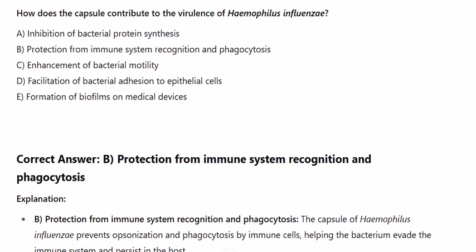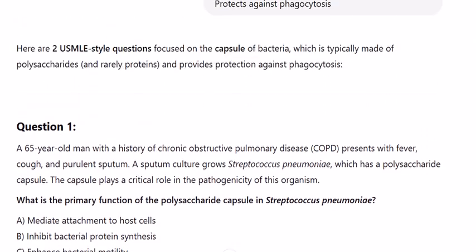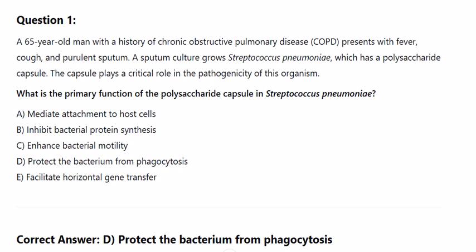Here are two USMLE style questions focused on the capsule of bacteria, which is typically made of polysaccharides and rarely proteins and provides protection against phagocytosis. Question 1. A 65-year-old man with a history of chronic obstructive pulmonary disease, COPD, presents with fever, cough, and purulent sputum. A sputum culture grows Streptococcus pneumoniae, which has a polysaccharide capsule. The capsule plays a critical role in the pathogenicity of this organism. What is the primary function of the polysaccharide capsule in Streptococcus pneumoniae?